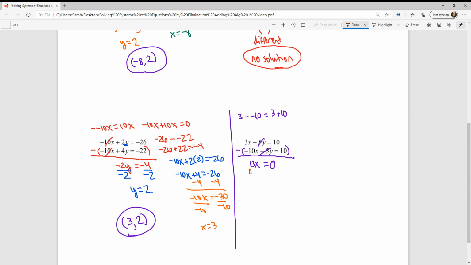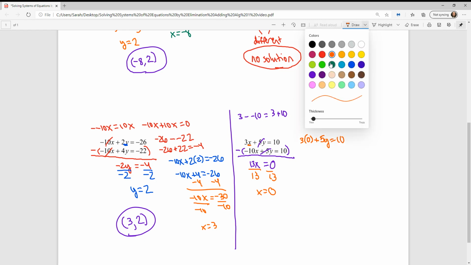To get x by itself, I need to divide both sides by 13. 0 divided by anything other than 0 is 0. So I get that x equals 0. It is perfectly fine for x or y or both to equal 0. So far, so good. Now I take the x equals 0 and sub it into one of my starting equations. I'm going to choose the top equation, make sure it goes in the x spot since it's an x number. So the top equation turns into 3, 0 in parentheses instead of x, plus 5y equals 10.